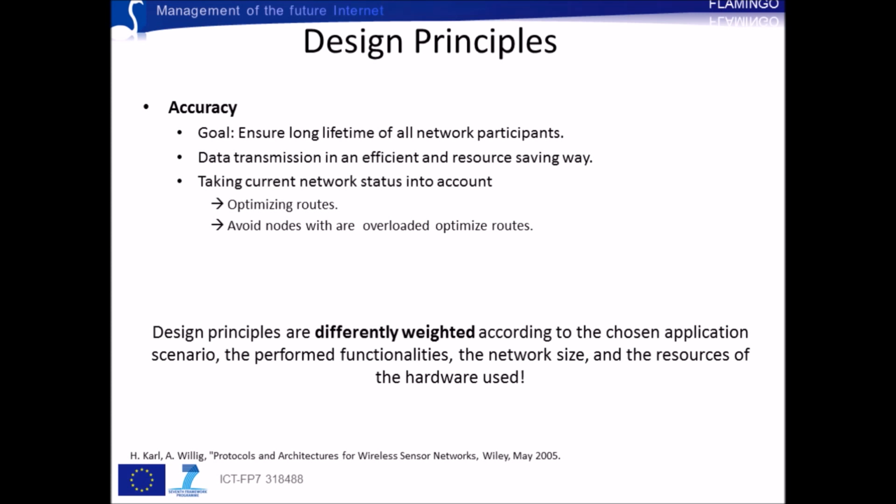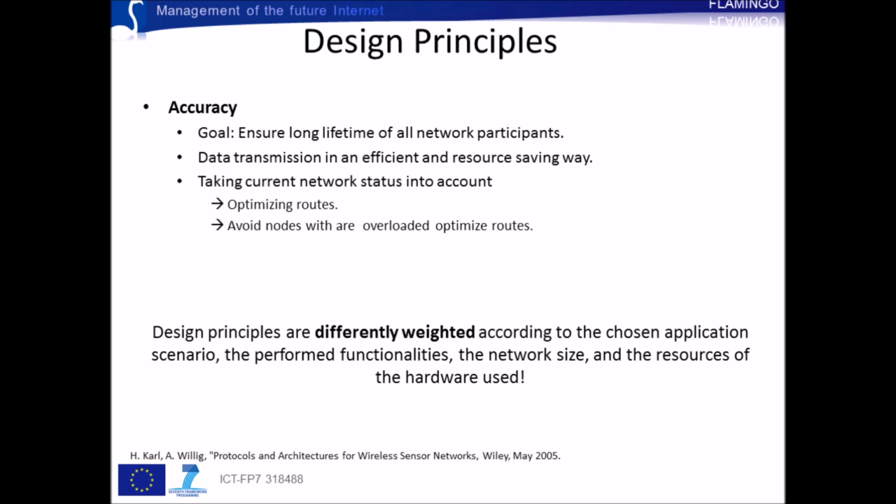Furthermore, we have accuracy in the design principles. Here the goal is to ensure long lifetime of all network participants. Therefore, the data transmission must be efficient and resource-saving at the same time. Taking the current network status into account is essential here. This means optimizing routes, avoiding nodes with fewer resources, and also avoiding overloading special routes.